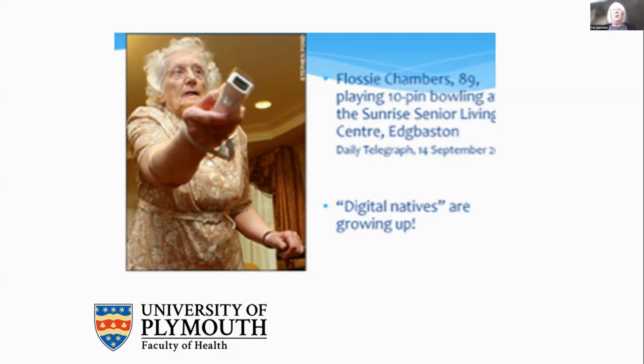Interestingly, though, a few years later, I saw Flossie in a newspaper. And Flossie, living in a care home, was using the Wii Fit. So I think that just shows that you can't assume that even our group of older adults that we're working with want to engage with or don't want to engage with what we're recommending. So they're not homogenous is what I'm saying, I guess.